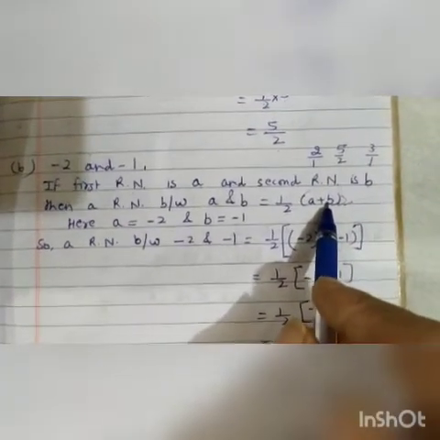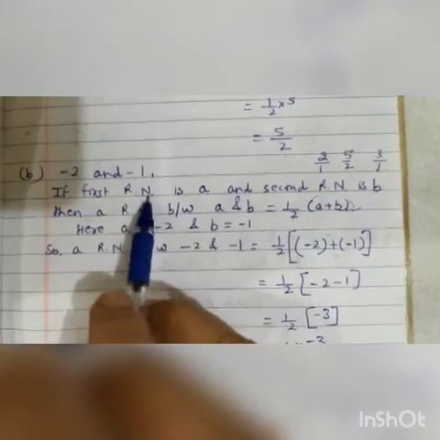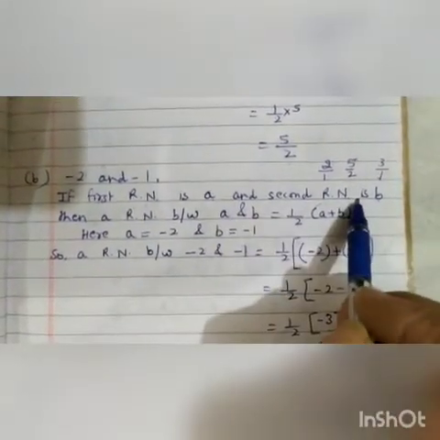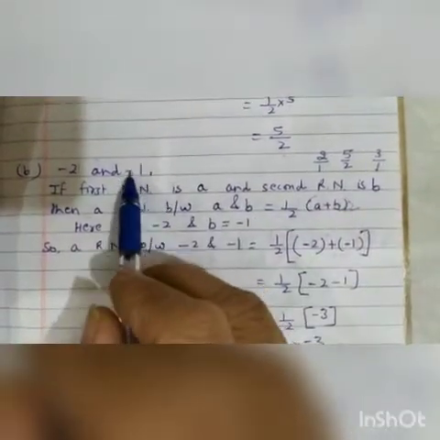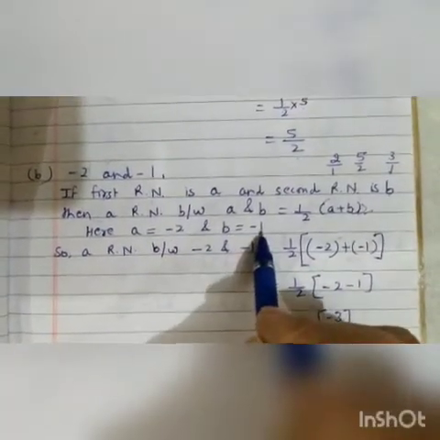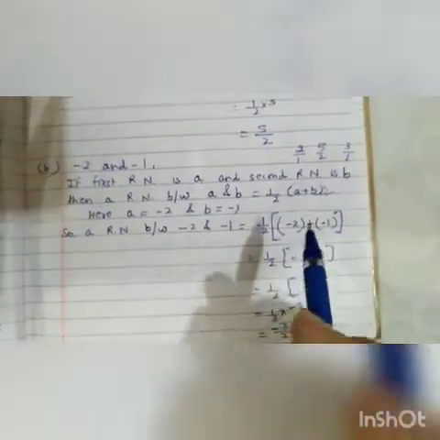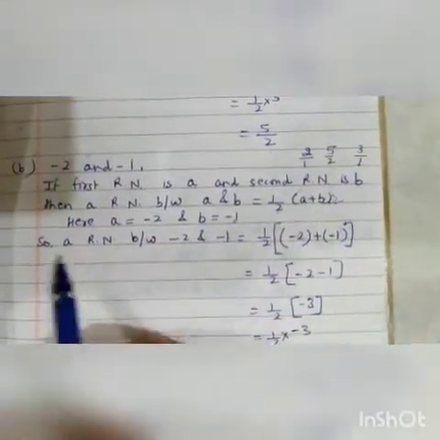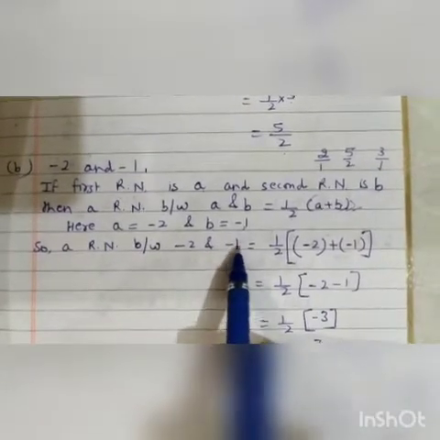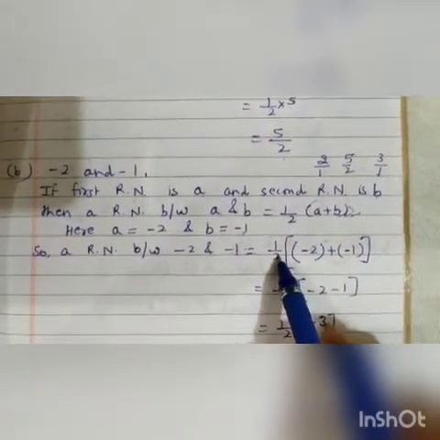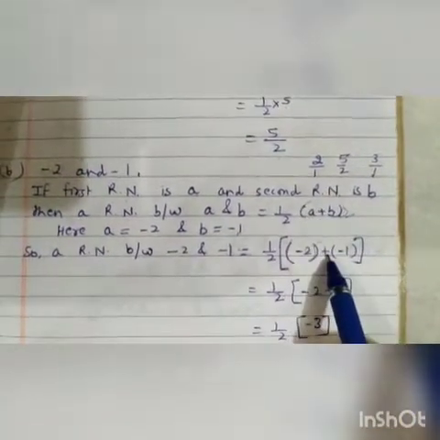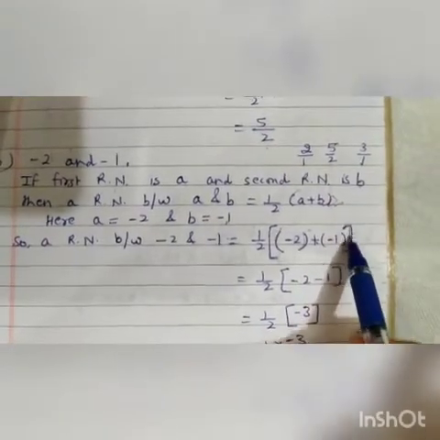It is compulsory. Now here what is the first rational number, means A? A is equal to minus 2, and what is the second rational number? Second rational number B is minus 1. So value of A is equal to minus 2 and B is equal to minus 1. Again we will put the value of A and B in this formula. So a rational number between minus 2 and minus 1 is equal to 1 upon 2, then bracket A is minus 2 plus B is minus 1, bracket close.